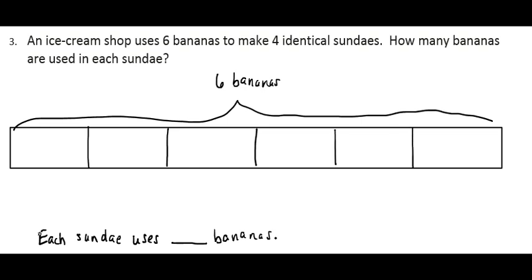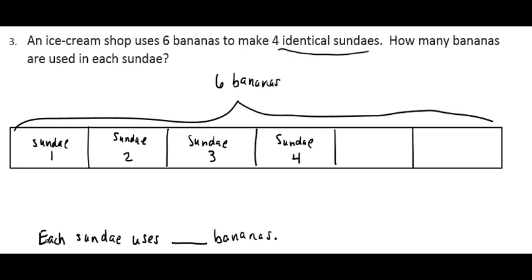Well, since we're using the 6 bananas for 4 sundaes, I know that each sundae will have at least one whole banana. So we'll use this piece for sundae 1, and I'll continue using whole bananas for 4 sundaes. So there I've used 4 whole bananas, one for each sundae. I have 2 more bananas left.